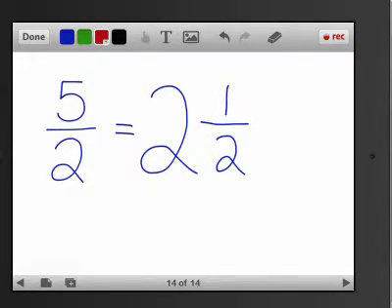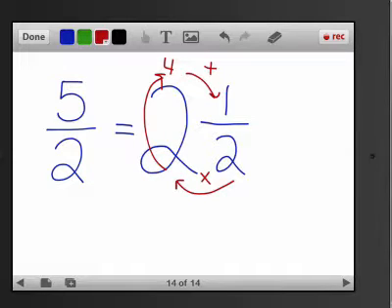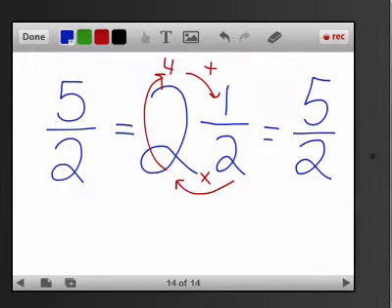Now watch. Let's go back to what we learned before. Let's take the mixed number and change it back to see if we get 5 halves. So how did I do that again? 2 times 2 is 4. 4 plus 1 is 5. And what do I keep for my denominator? It always stays the same. So 2 1/2 is equal to 5 over 2. Do you see how that works?